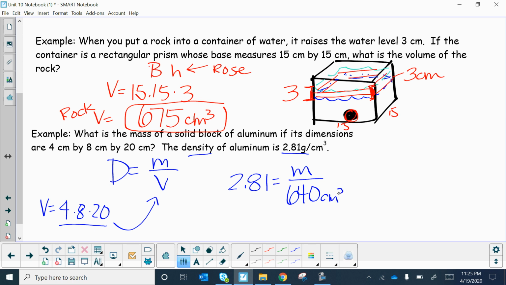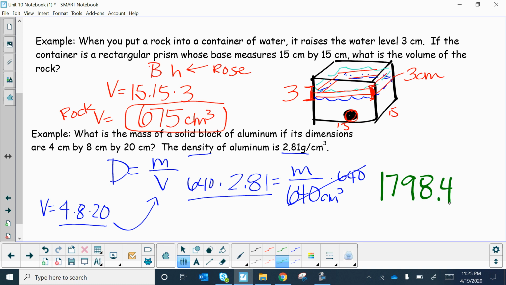And so how do we figure out the mass? All we do is multiply by 640. Whatever that is, that's our mass. So 640 times 2.81 is 1,798.4 grams. Okay, because the centimeters cancels out with the centimeters, because this is grams per centimeters cubed. Okay, and so this is the mass of the aluminum block.